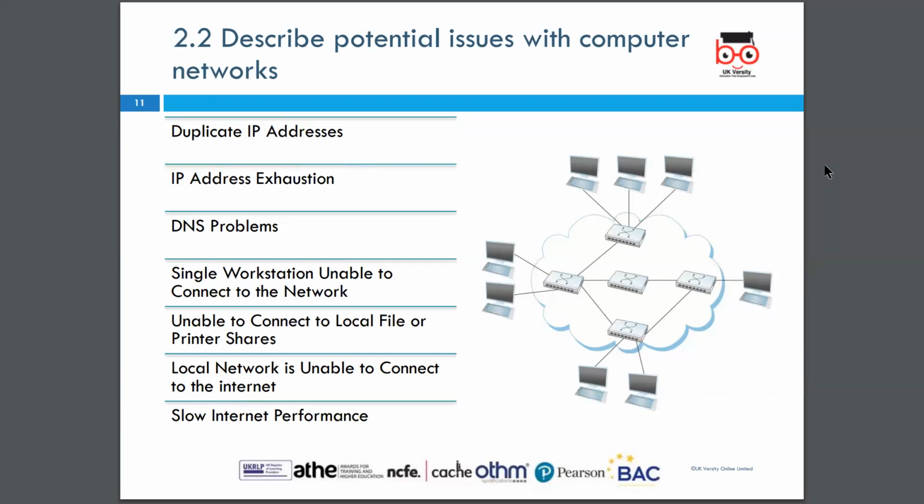Other types of issues could be logical, where we have mistakes made. When it comes to setting up a network and assigning IP addresses, there could be duplication of them, which results in an issue where machines are registered with the same name, and due to the fact that they have the same name, this cannot work. Then you also have IP address exhaustion.